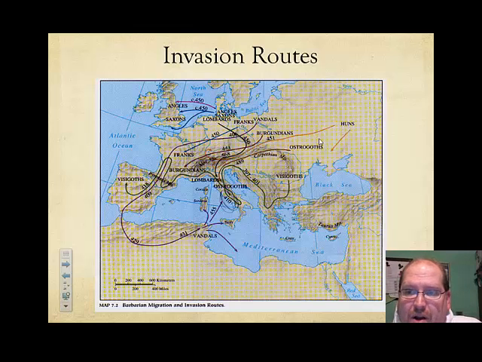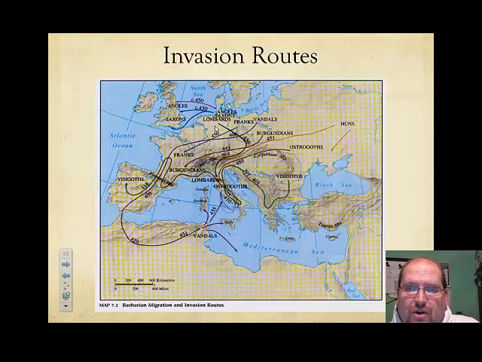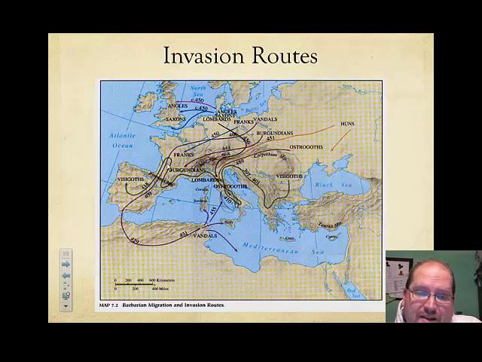Here we have the Huns off to the east, pushing their way into Europe. Pushing, pushing, pushing, which is forcing all of these areas here. Let's go back. Pushing all of these Germanic people further southwest into the Roman territories. Because the Huns were pushing the Germans, the Germanics were pushing their way south into Roman territory. Eventually, like I said, it would be the Germanics that take over the Roman Empire.